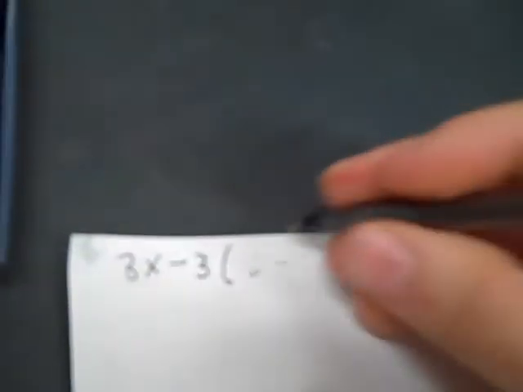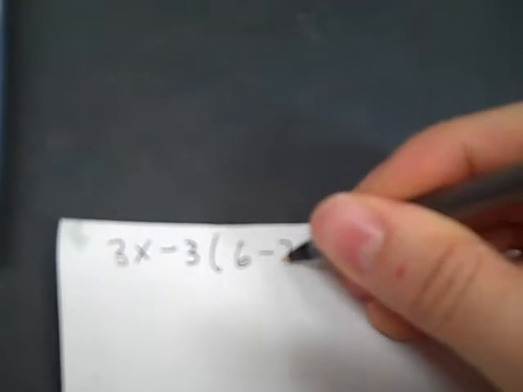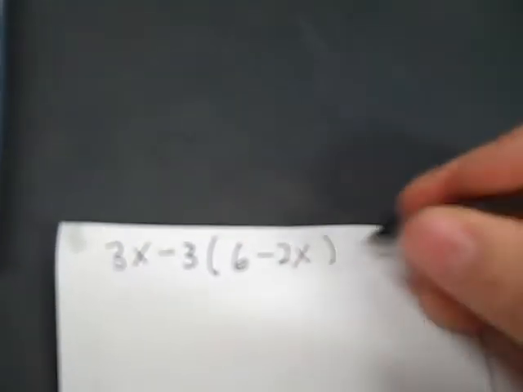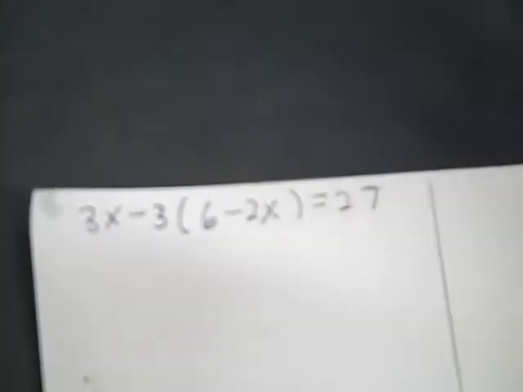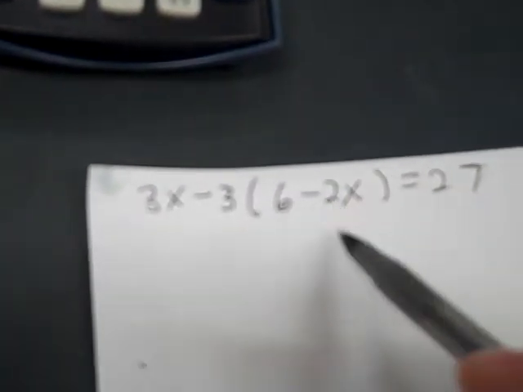Okay, the next one we have 3x minus 3, and then a parentheses, and then 6 minus 2x. Close the parentheses equals 27. Okay, now everybody can see what that is. Okay, make sure all your letters have numbers in the front. So I have an x here with a 3, and I have an x here with a 2. It's about to be a negative 2.